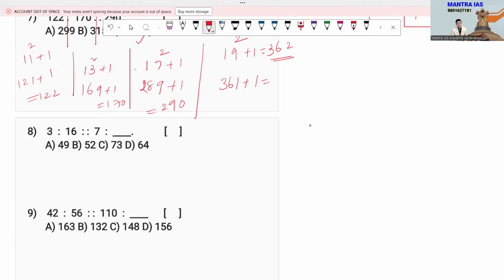Now come to the point. 3 is to 16, as 7 is to how much? This is the question here.